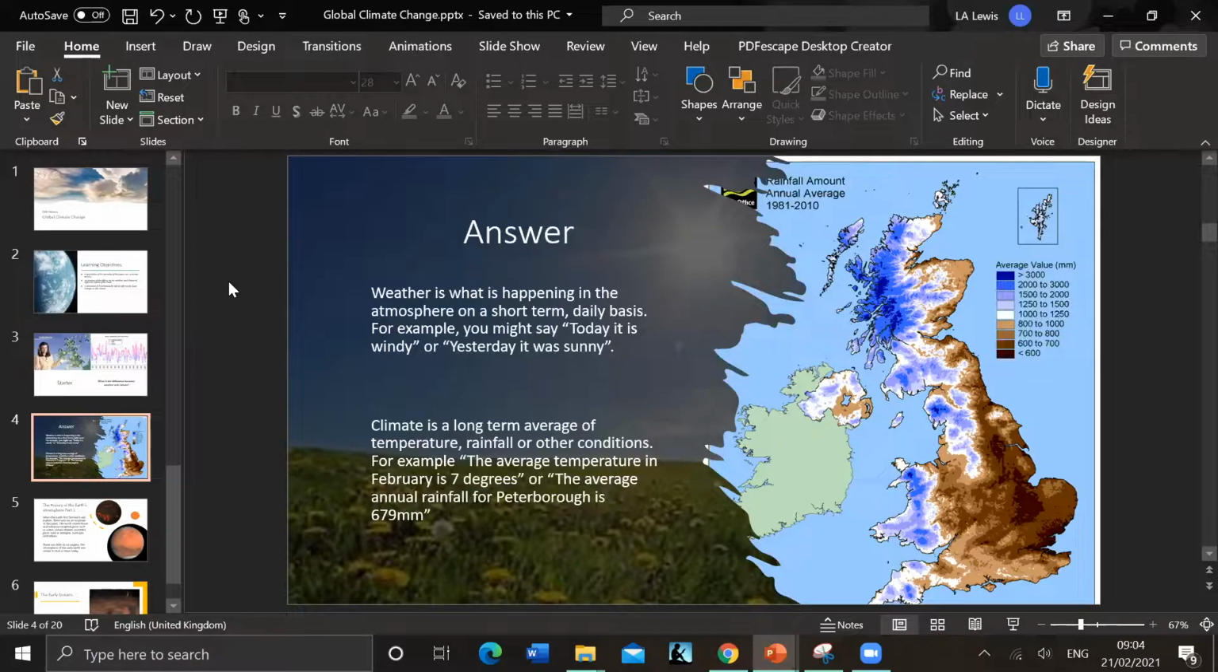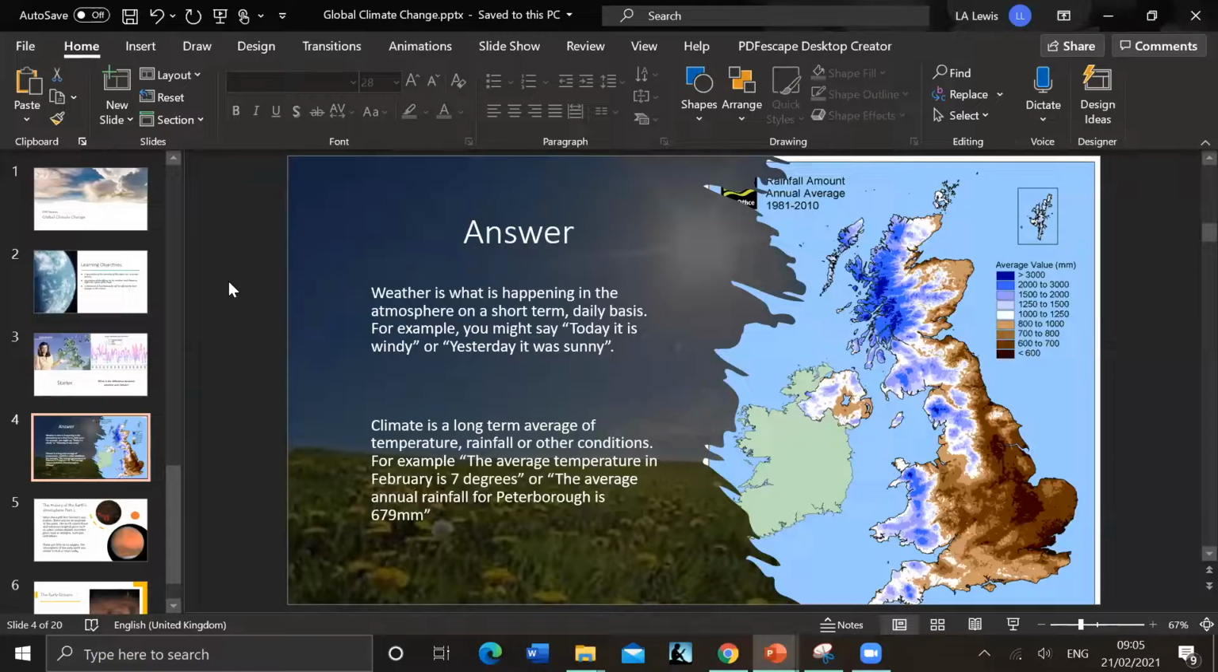Weather is what's happening in the atmosphere on a short-term, daily basis. If you've watched my other videos, I talked about the atmosphere quite a lot. The atmosphere is a layer of gas that surrounds the Earth. So you could say something like, today is windy, or looking outside now, it's cloudy where I am. Or yesterday it was sunny, which it actually was here. Or this evening it will rain. It's what's going on very short term, so now.